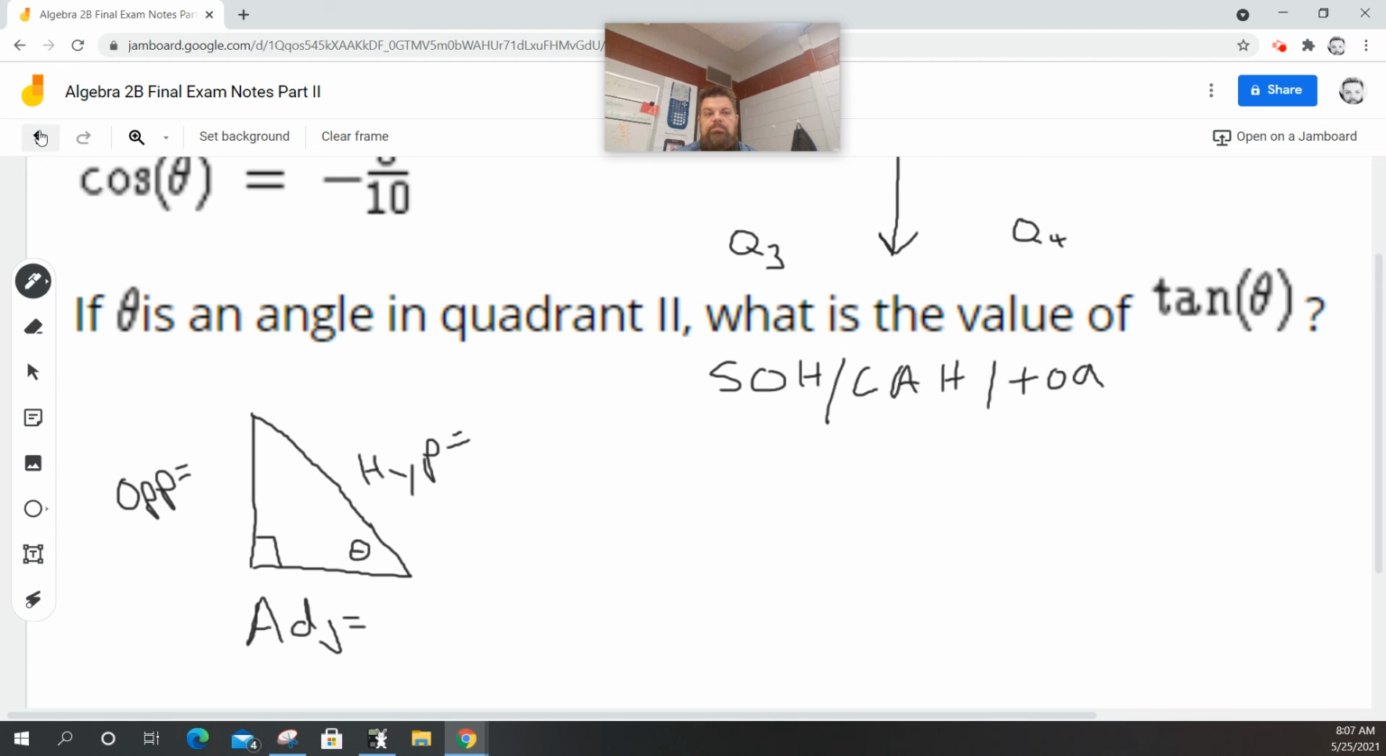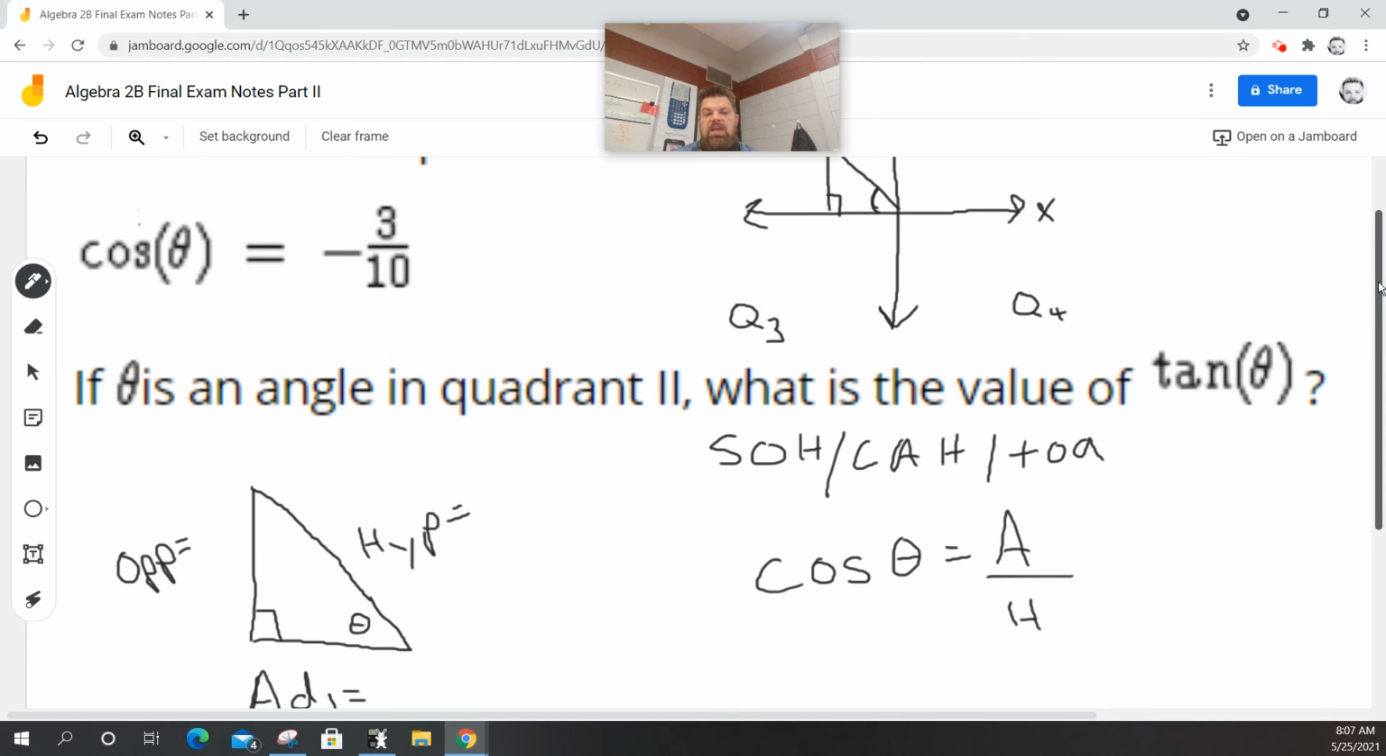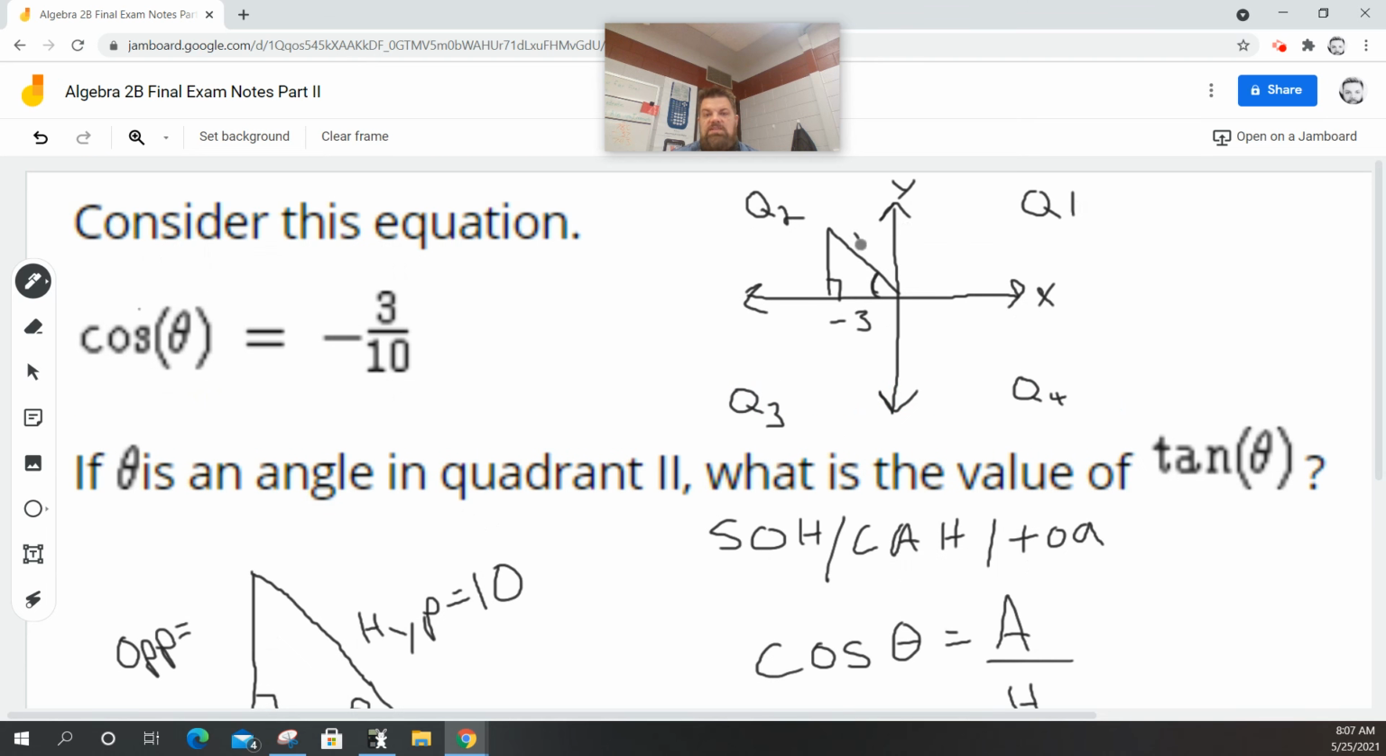cosine of theta is equal to the adjacent over the hypotenuse. And so if it's equal to negative 3 over 10, first of all, the hypotenuse is always positive. In this particular case, this should be negative 3 and this should be 10, right? Because in order to get to this point here, I got an x value, comma, y value, but that's really like the adjacent length.